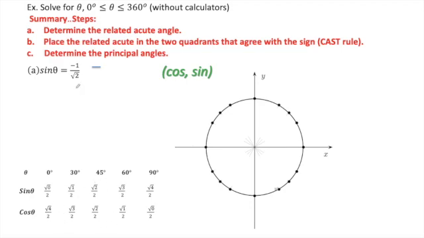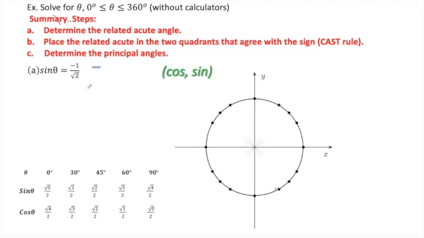Okay, so I'm asking you to solve for theta. So we're solving sine theta equals -1 all over the square root of 2. Here are your steps. We're going to go through lots of examples right here. First, we're going to determine our related acute angle. We're going to place our related acute angle in the two quadrants that agree with our sign, or our CAST rule. So if it's negative, you're going to have two quadrants where sine would be negative. If it's positive, you'd have two quadrants where sine is positive. Okay, that'll make more sense in a second. And then we're going to determine our principal angles.